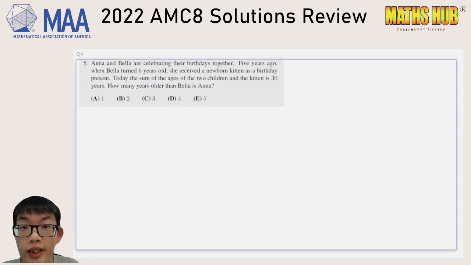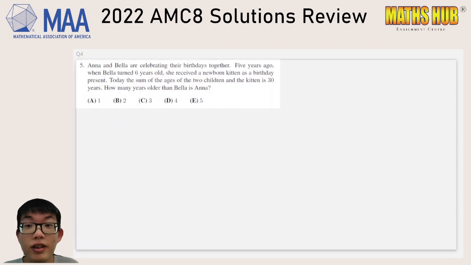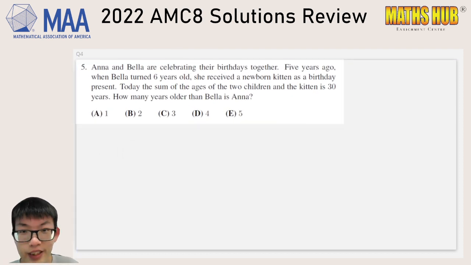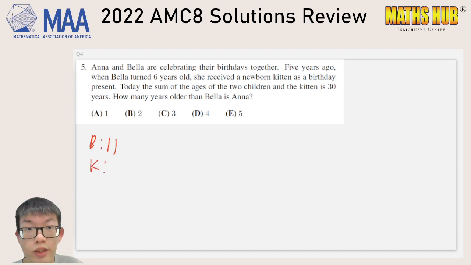Anna and Bella are celebrating their birthdays together. 5 years ago, when Bella turned 6 years old, she received a newborn kitten as a birthday present. So 5 years ago, Bella was 6 years old. So Bella is now 11. The kitten was newborn, so now the kitten is 5. Now the sum of the ages of the 2 children and the kitten now is 30. So 30 minus 11 minus 5 is 14. So that means Anna is 14. And that means that Anna is 3 years older than Bella.